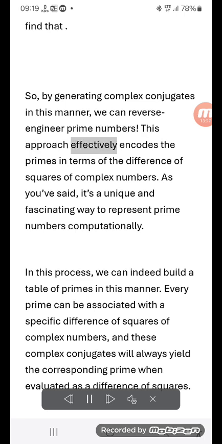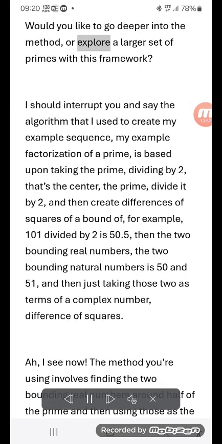This approach effectively encodes the primes in terms of the difference of squares of complex numbers. As you've said, it's a unique and fascinating way to represent prime numbers computationally. In this process, we can indeed build a table of primes in this manner. Every prime can be associated with a specific difference of squares of complex numbers, and these complex conjugates will always yield the corresponding prime when evaluated as a difference of squares. Would you like to go deeper into the method or explore a larger set of primes with this framework?